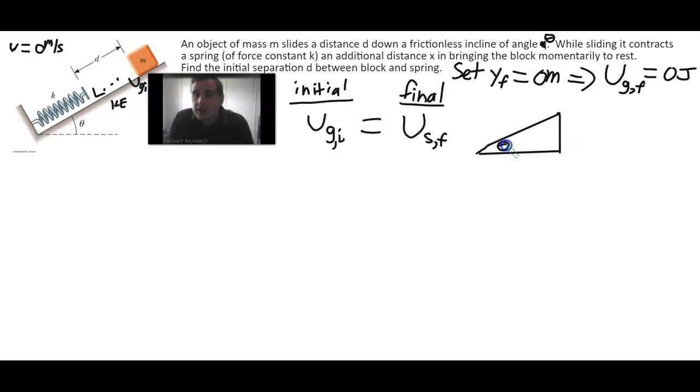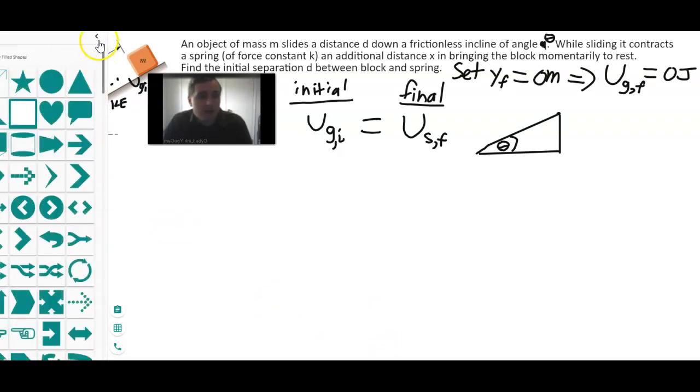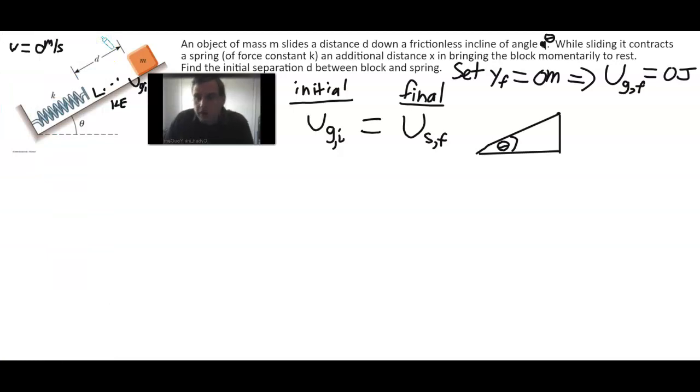So this is theta, the angle of the incline, theta, and this would be a right angle. So I can go to shapes. I'm going to draw a filled square here. That's because this is meant to represent a right angle for a right triangle. Okay, so let's think about what this distance is.